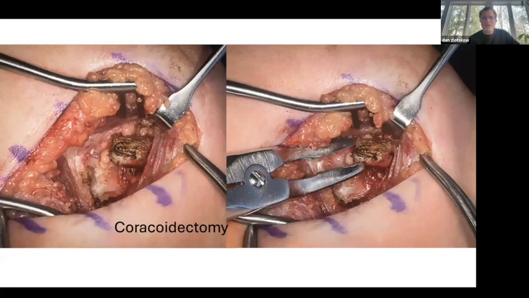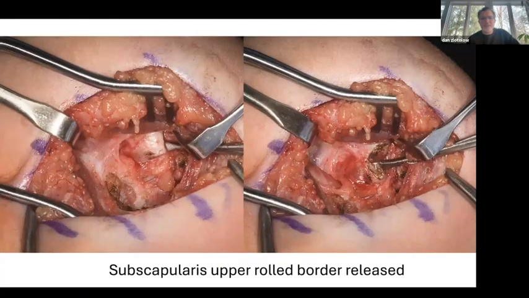Then we do a coracoidectomy, isolating the coracoid with a bipolar electrocautery. And then you can see the subscapularis tendon. We've actually more recently followed the advice of Pablo Zancoli, and we really try not to cut the subscapularis, but instead focus on the coracohumeral ligament. And we found that you can get a fair amount of external rotation without the risk of loss of midline that we're seeing with subscapularis rolled border cutting.